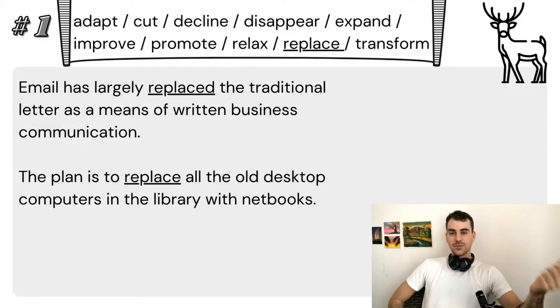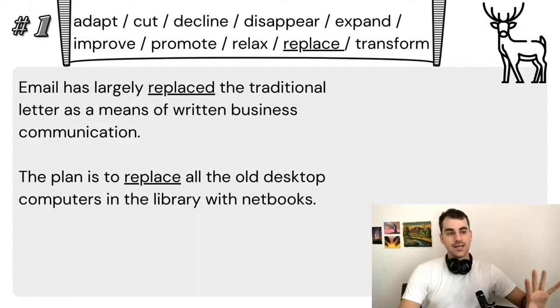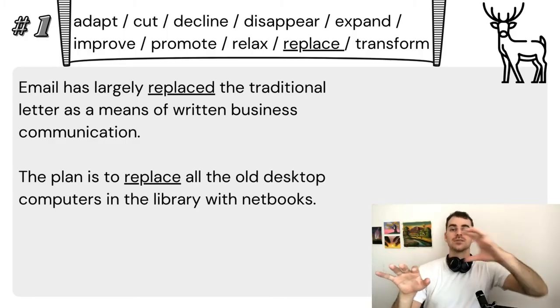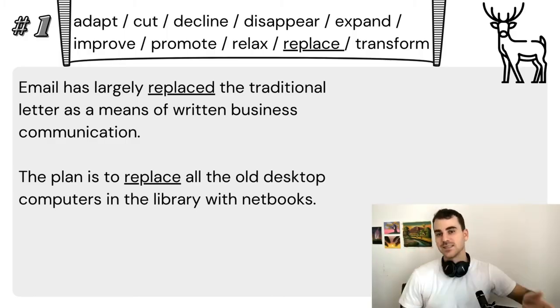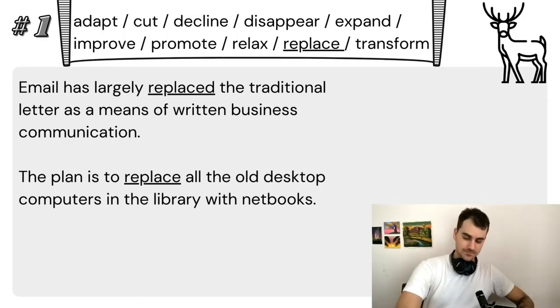The first one is replace. Email has largely replaced the traditional letter as a means of written business communication. So replace means when you had something old, but a new thing comes and the new thing replaces it, takes it over. We don't use the old thing anymore. It has been replaced. The plan is to replace all the old desktop computers in the library with notebooks or netbooks. A netbook is a kind of computer.